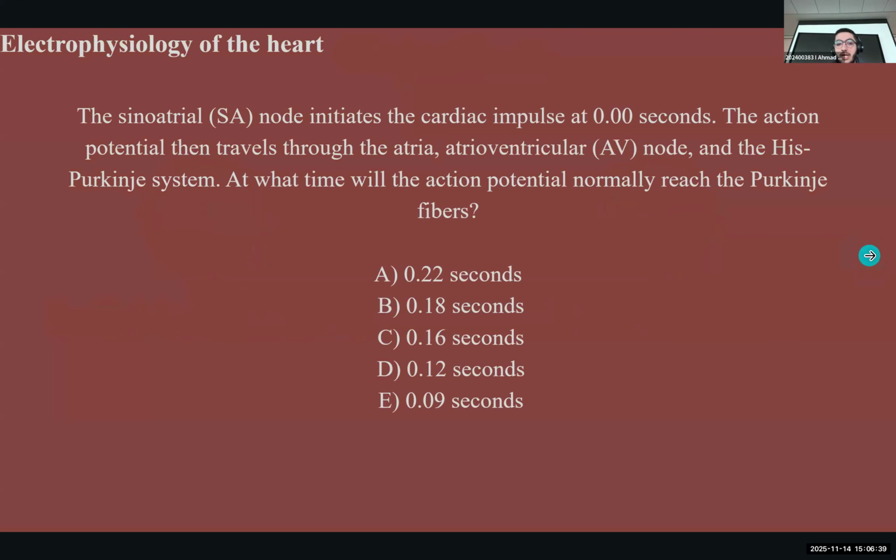Okay, first question. Is there a volunteer who would like to read? Okay, no problem. I will read. So the sinoatrial node initiates the cardiac impulse at 0.00 seconds. The action potential then travels through the atria, then to the atrioventricular node, and then the His-Purkinje system. At what time will the action potential normally reach the Purkinje fibers? So please type your answers in the chat.